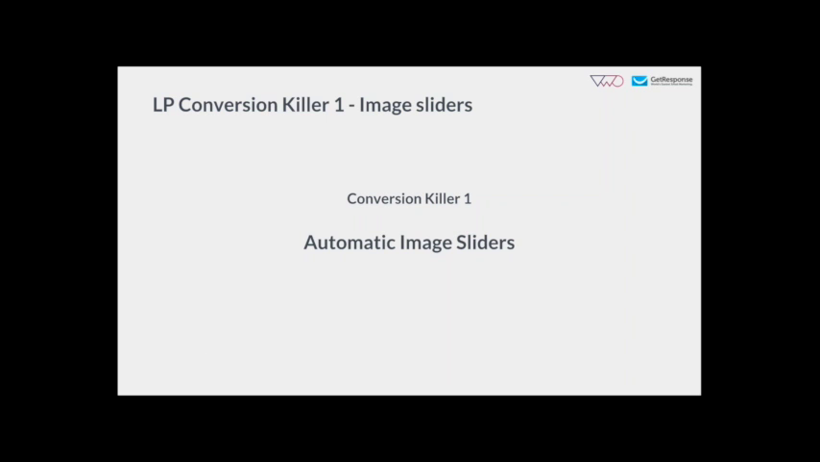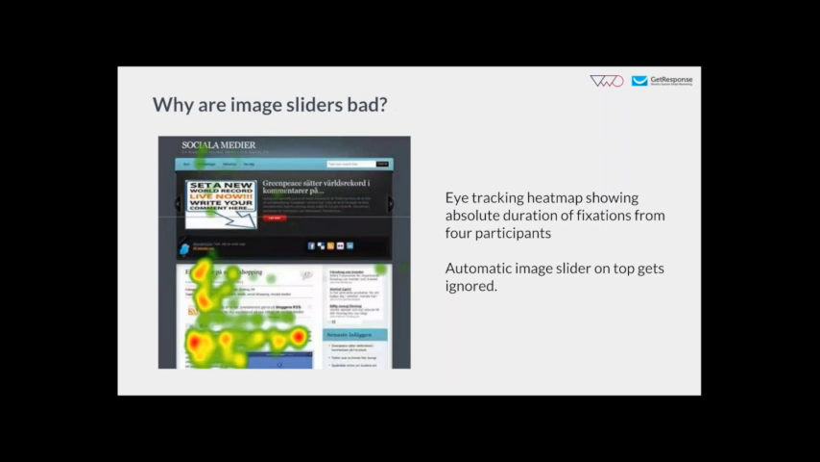The first one is automatic image sliders. You will see them all over the world. You see them on e-commerce websites. I see them on lead gen landing pages. These are usually sliders on top that stick around for 5 seconds, maybe 6 sometimes, and then they automatically change. Here's an eye tracking heat map that showed the absolute duration of eye fixation from 4 participants. As you can see, the yellow and the red is where people really paid attention.